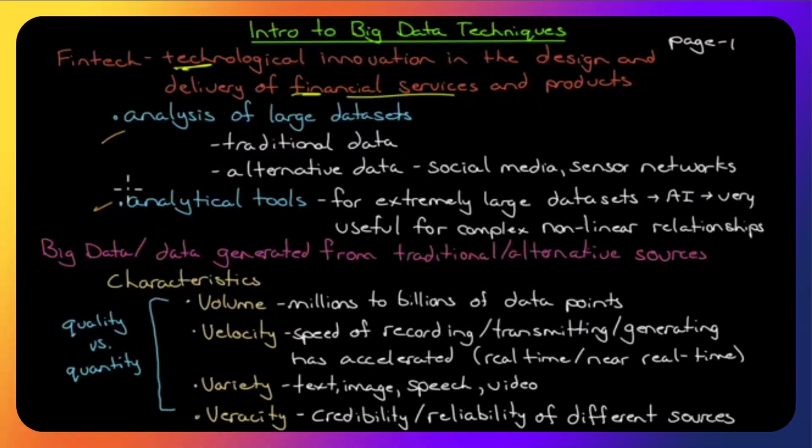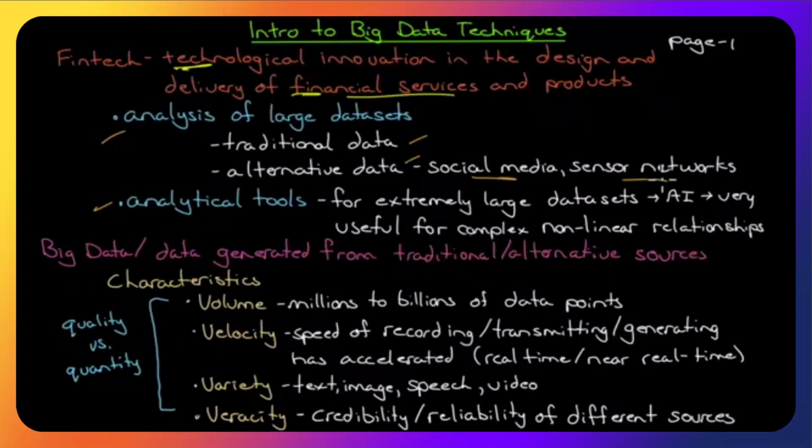So for large data sets, we have both traditional and alternative data. You could think of traditional data as anything you'd find on a company's balance sheet, income statement, cash flow statement. You can think of all the economic reports we get: GDP, retail sales, housing starts. Alternative data, social media, sensor networks. These are just examples. The list can continue on.